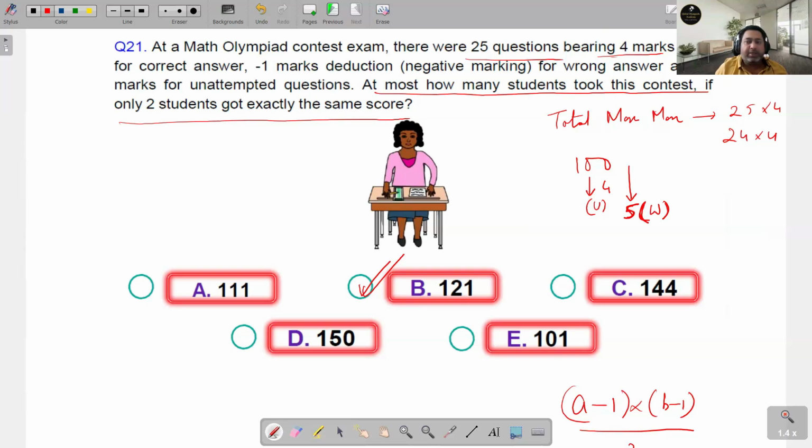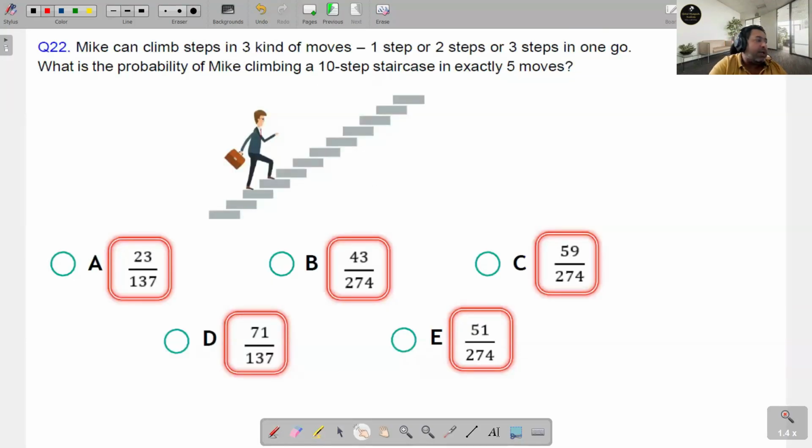Okay, let's move on to the next one. Question 22. Mike can climb steps in 3 kinds of moves: 1 step, 2 steps, or 3 steps in one go. What is the probability of Mike climbing a 10-step staircase in exactly 5 moves?